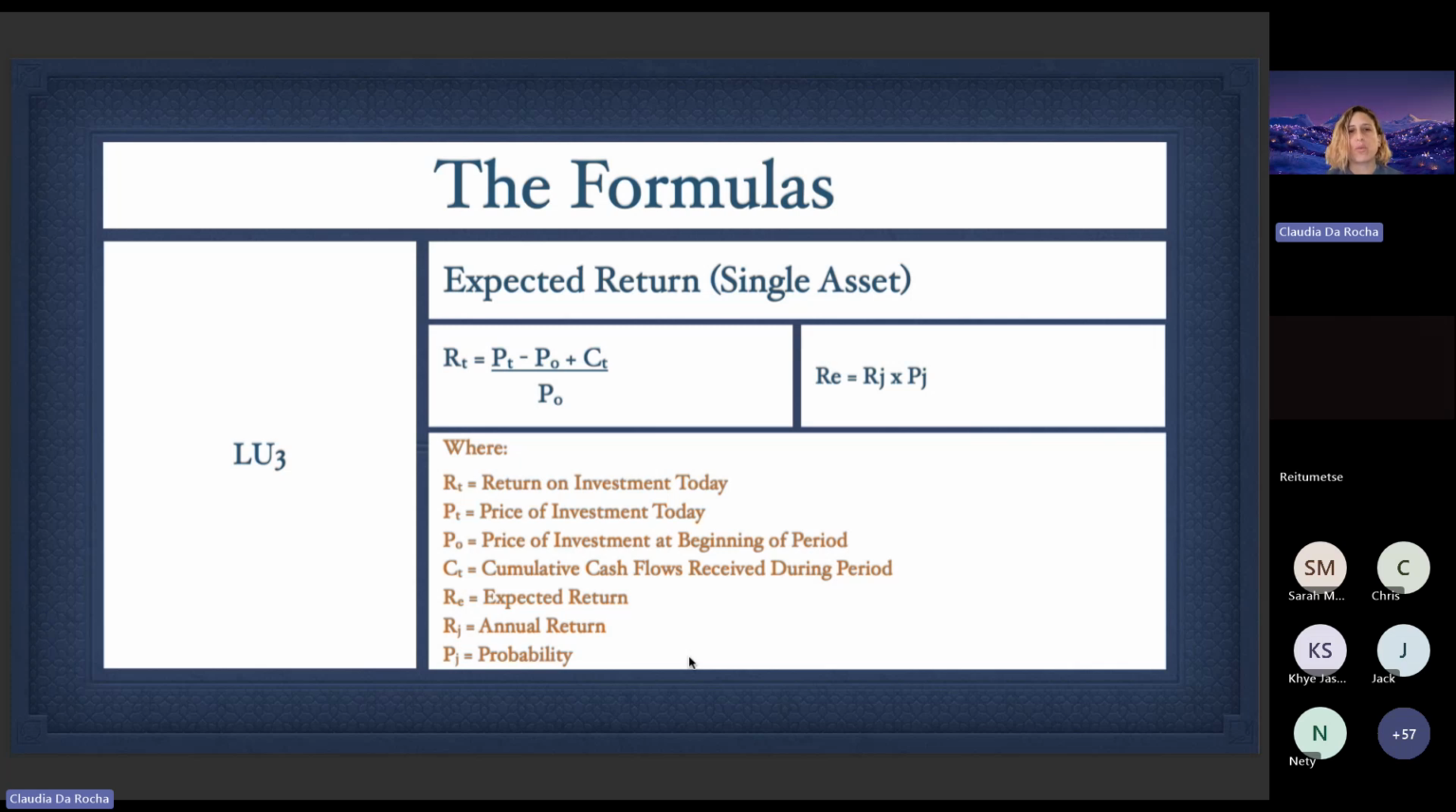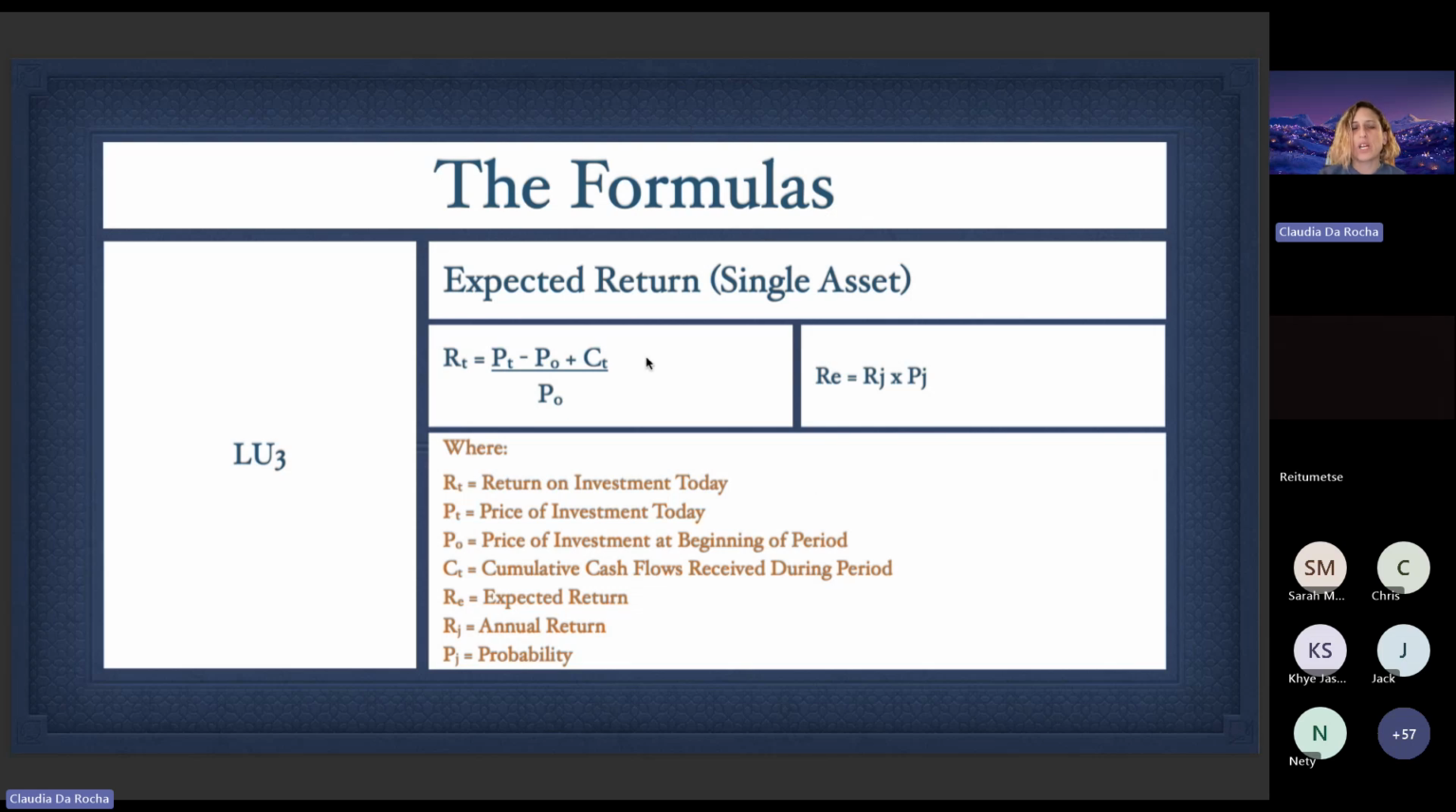The first formula that we have is your expected return, specifically for a single asset. There's 2 formulas. The one on the left is your return on investment, and the one on the right is your return when there's a probability. Either one of these can be asked. The one that is mostly used is the one with probabilities, where they actually give you a range of different outcomes and the likelihood of that being achieved.